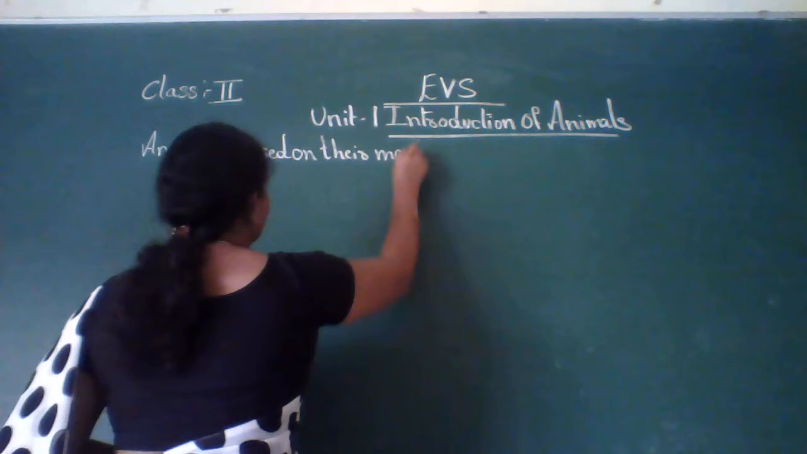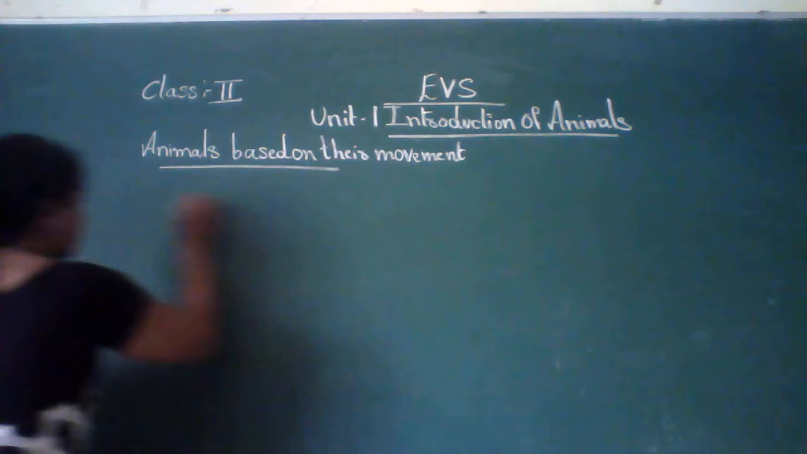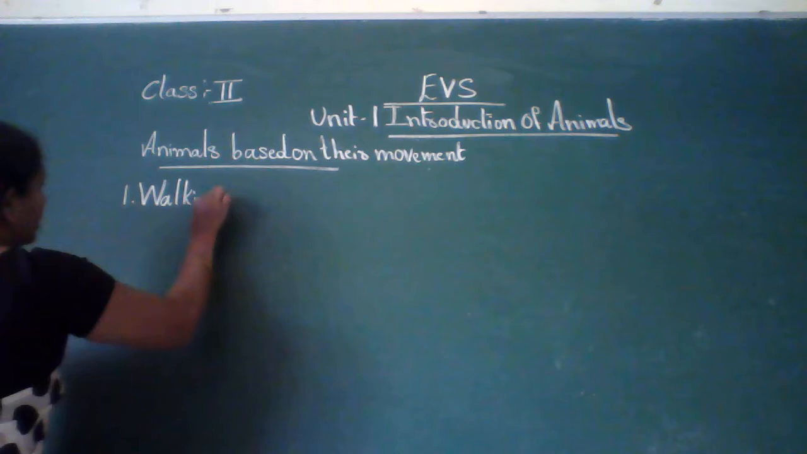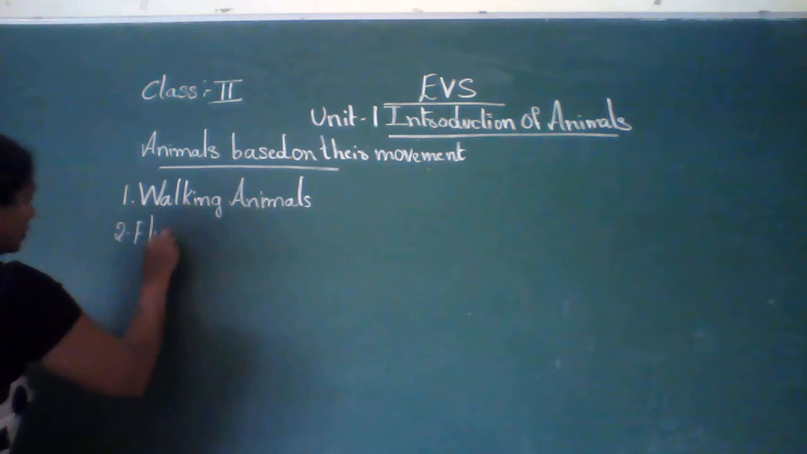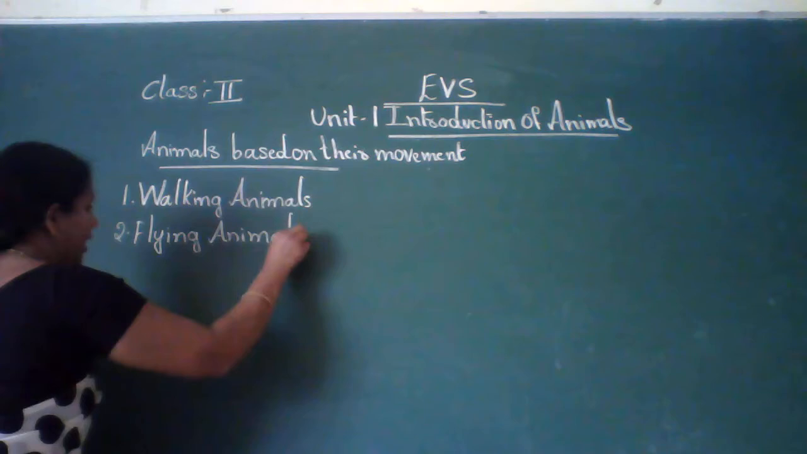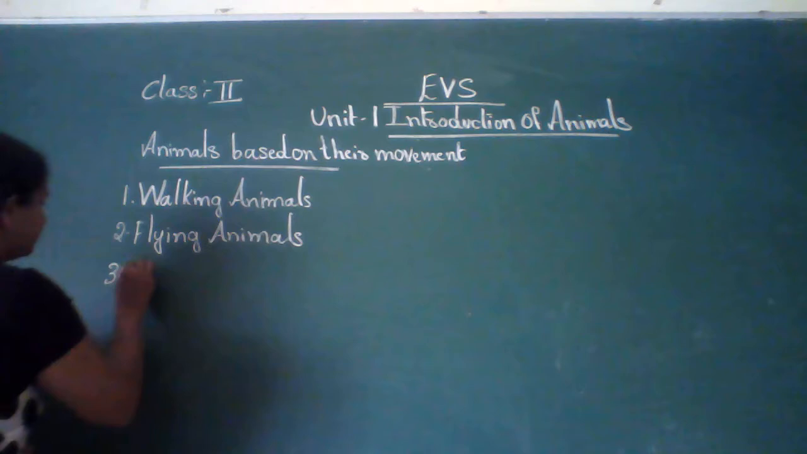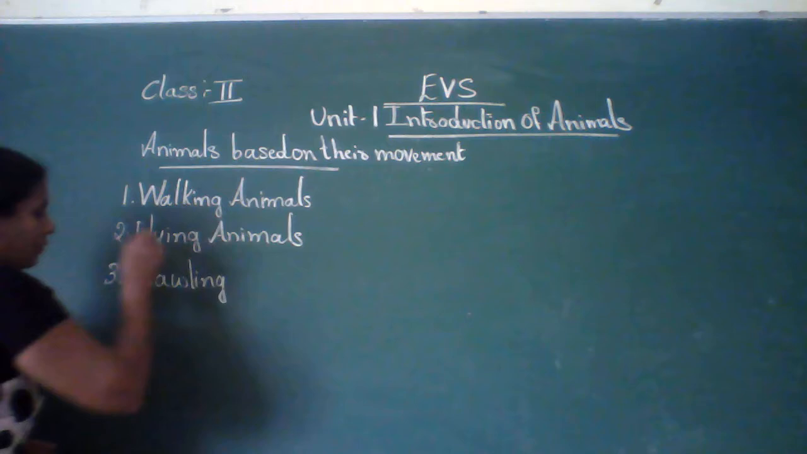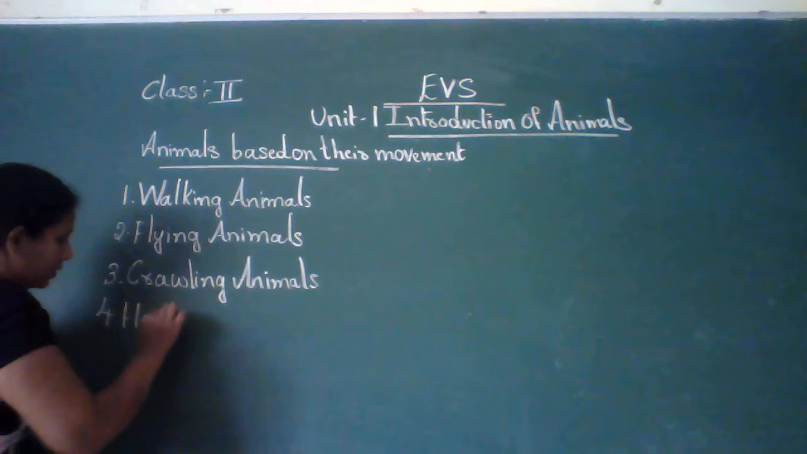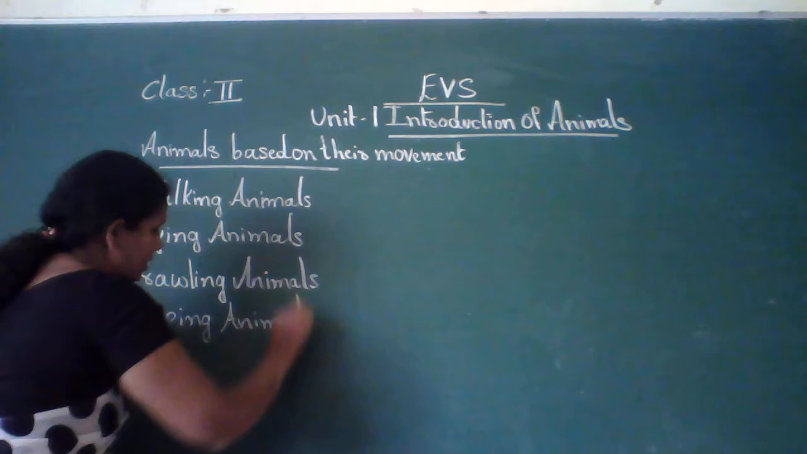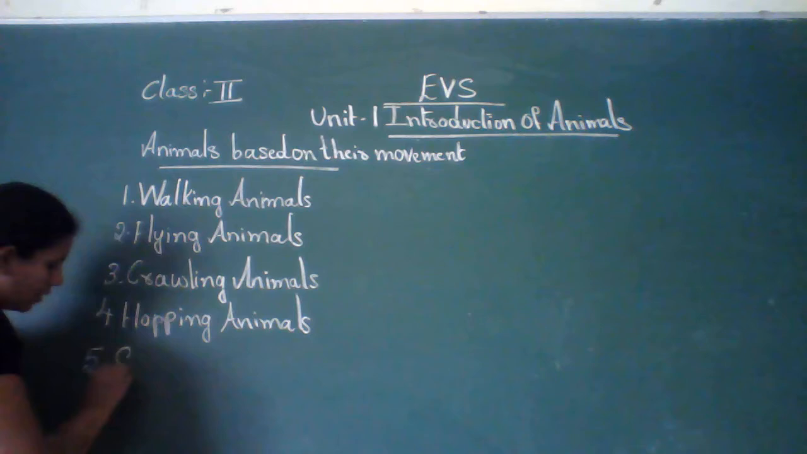So which are those 5 types of animals based on their movement, my children? Walking animals. Flying animals. Crawling animals. C-R-A-W. We have to learn the spellings of walking, flying, crawling animals. Then hopping animals. Very good. Then the last one is swimming animals. Okay, so these are the 5 types of animals we divided based on their movement.